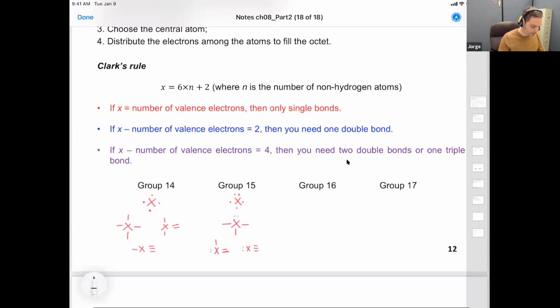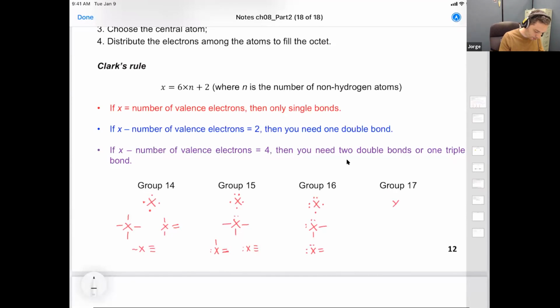We can use the same idea for elements from group 16. 6 electrons in the valence shell, 1, 2, 3, 4, 5, and 6. So again here, I'm representing X, 6, 7, and 8, and 2 lone pairs. Okay, so a maximum of 2 single bonds, or even 1 double bond. Okay, so elements from group 16 will make a maximum of 2 covalent bonds under ideal circumstances. Okay, so we will see that there is an exception for this rule.